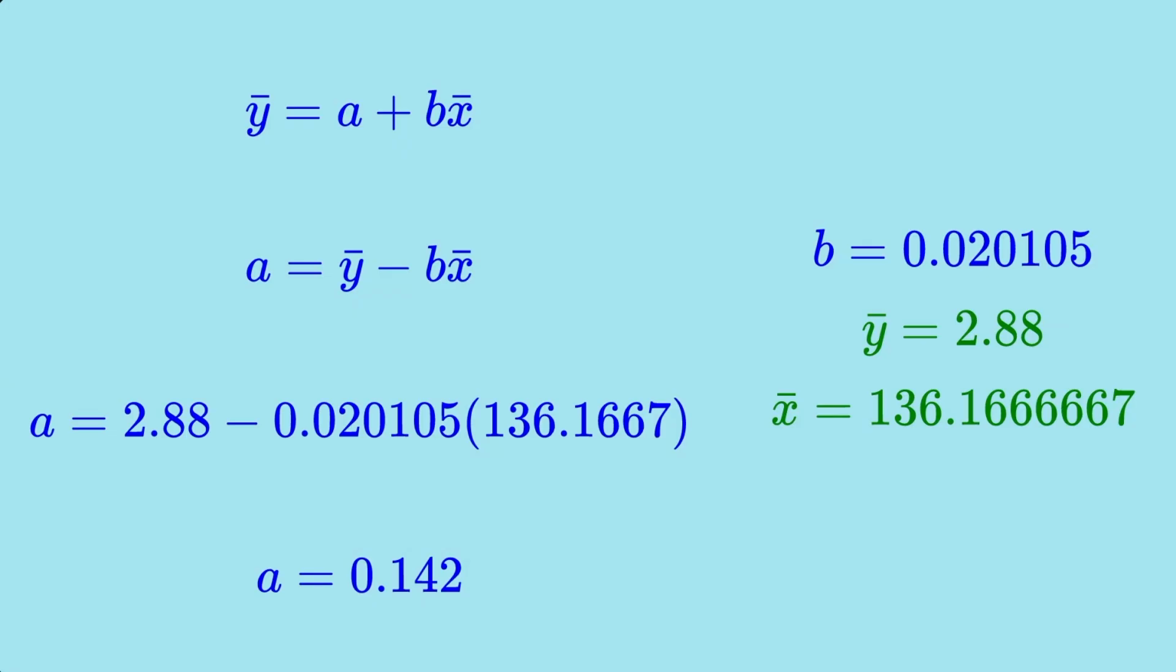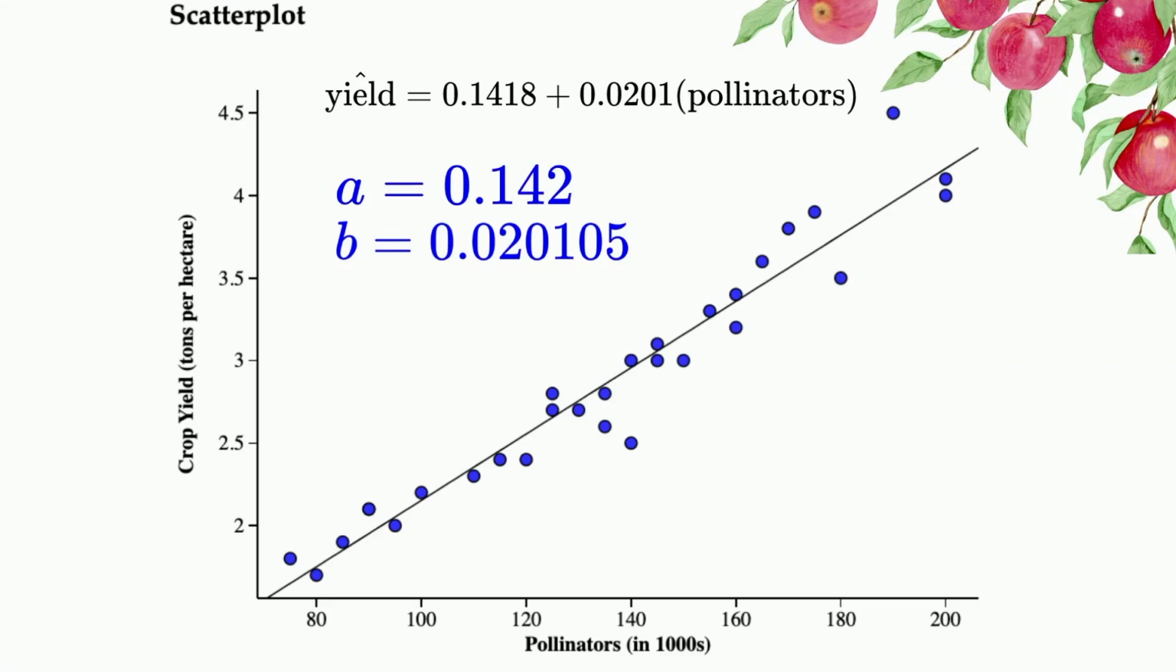Now we can calculate the y-intercept. Y bar is equal to the y-intercept plus our slope times the mean of our x values. So solving for our y-intercept, we get that a is the mean of our y values minus the slope times the mean of our x values. And then when we substitute in values for those things, we end up getting that a is equal to 0.142, which is very similar to what the regression line equation found.